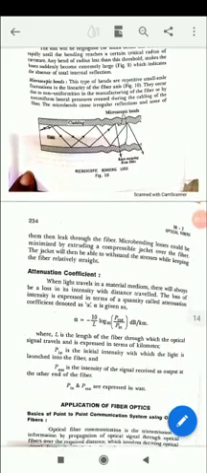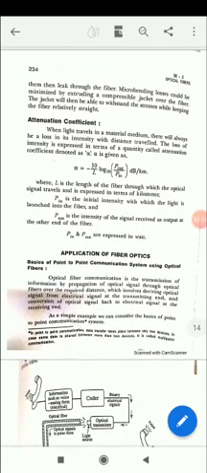Next, come to your application part. So already you have learnt about the attenuation coefficient, which is represented by alpha equal to minus 10 divided by L log of P out divided by P in, that is power output divided by power input, which is measured in decibel per kilometer. L is the length of the fiber, P in is the input power and P out is the output power, which is expressed in watt.